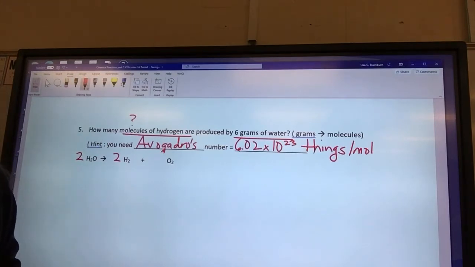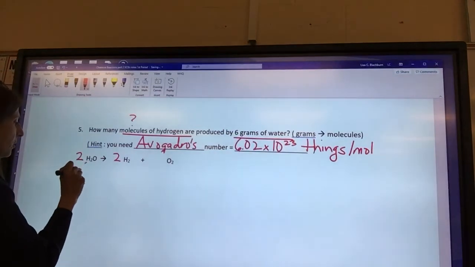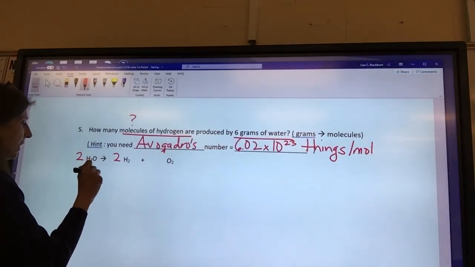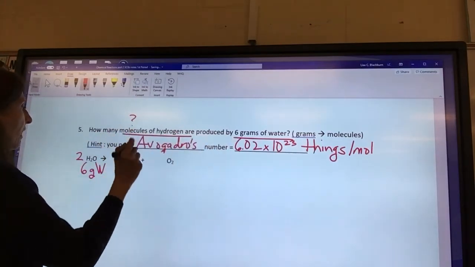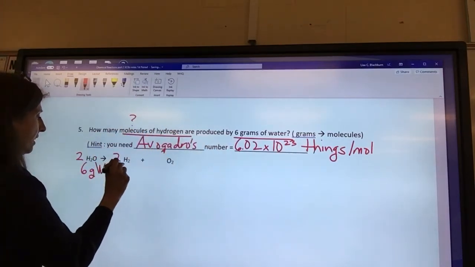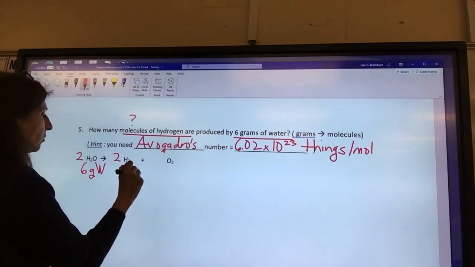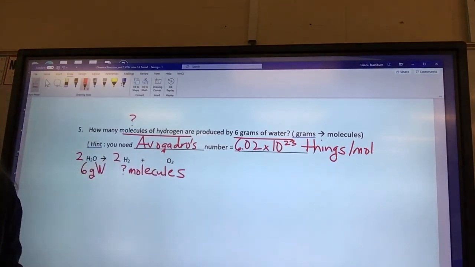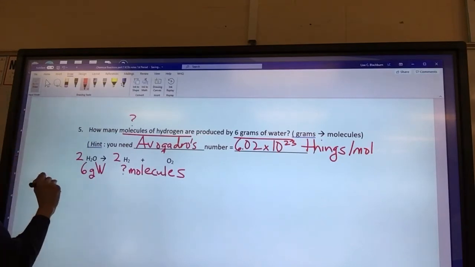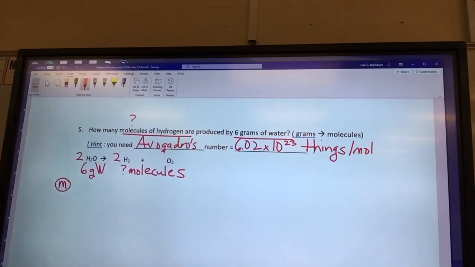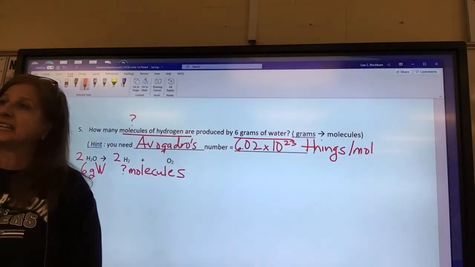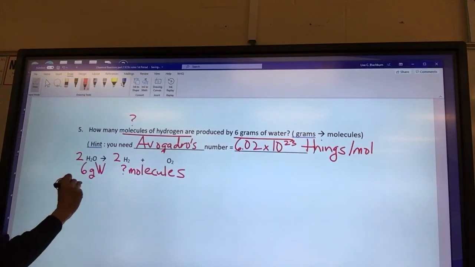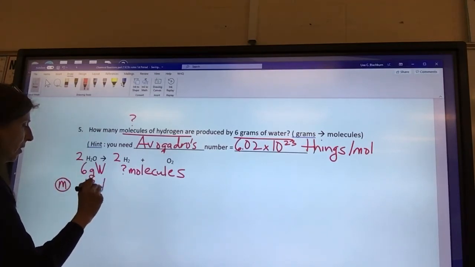What's next? Periodic table. Yes, because, well, no, actually, before we do that, what we know, which is 6 grams of water. So we put 6 grams, we'll say W for water. Okay, and what we don't know, which is we're doing hydrogen. So that's our question mark, and it's molecules. Now, what do we put on the next line? Periodic table. So draw a little M for M&M to remind you. And what is the molar mass of water? You might have memorized this one by now. 18. It's 18 grams per mole.